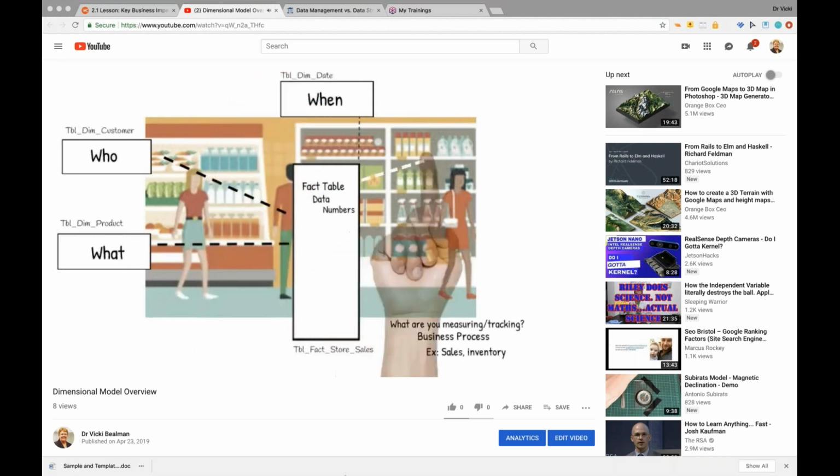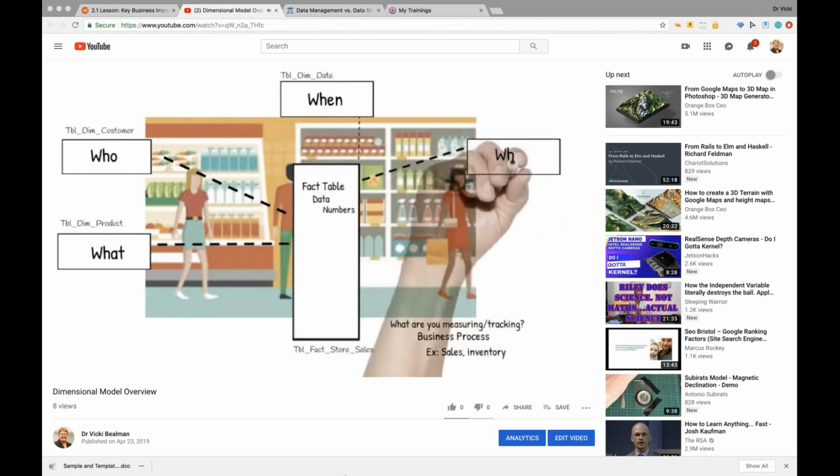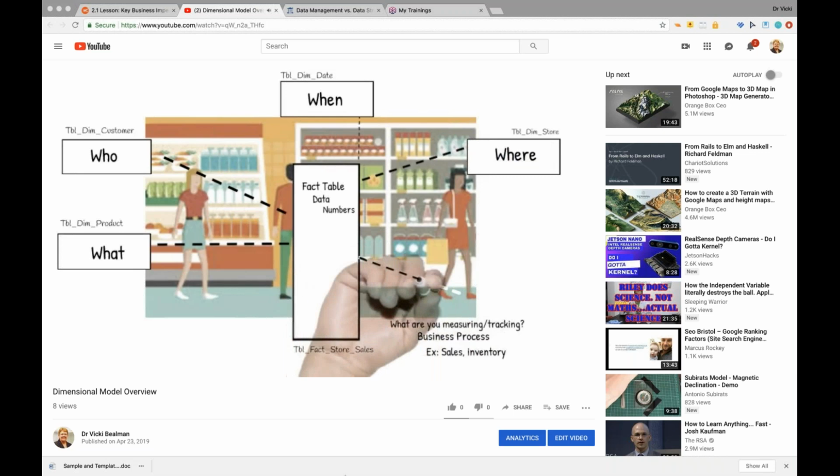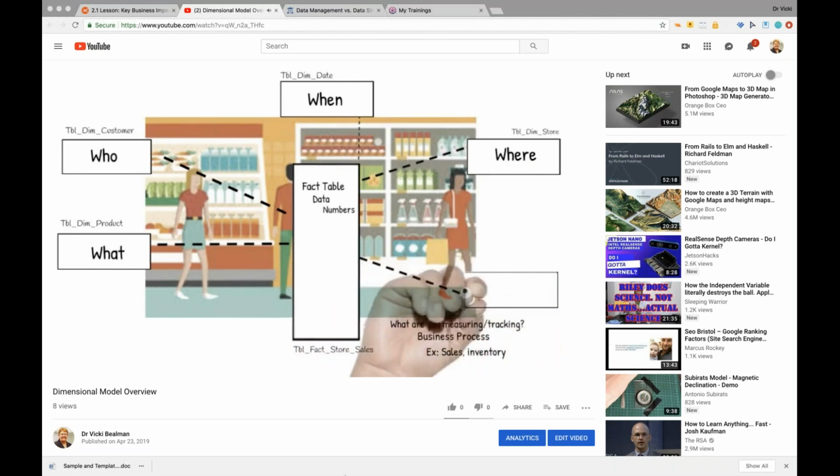What else do we have? Where? If we're going to answer the dimension question of where, that would be the location. Which store, wouldn't it? So the where question would be answered with the dimension of store. So table, dimension, store. How is sometimes left out. It may not be necessary, but the how question is answered if you're having promotions or discounts or coupons. That is tracked in a separate table. So the how dimension would be table, dimension, promotion.